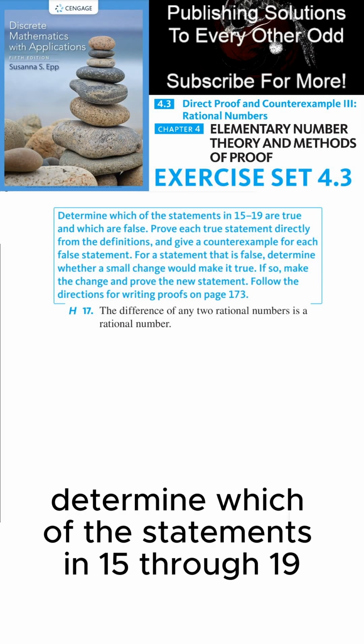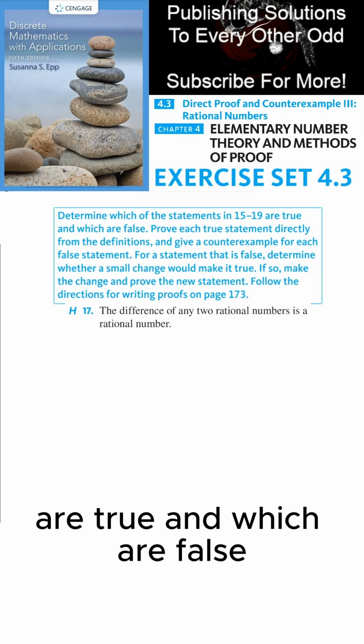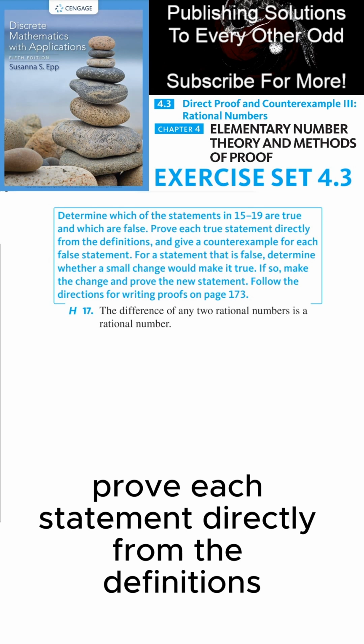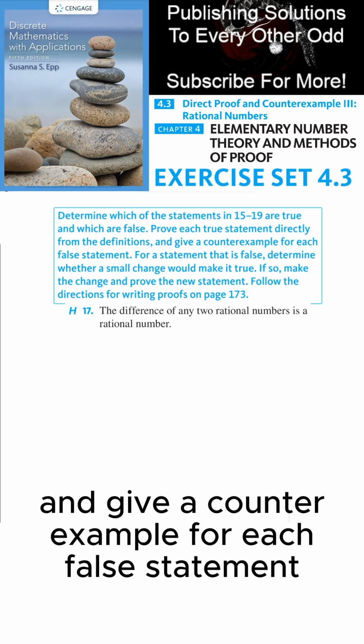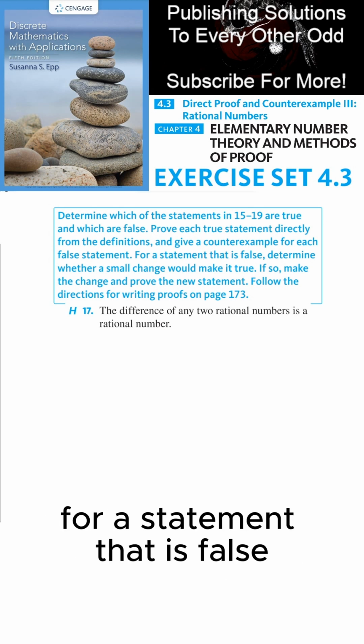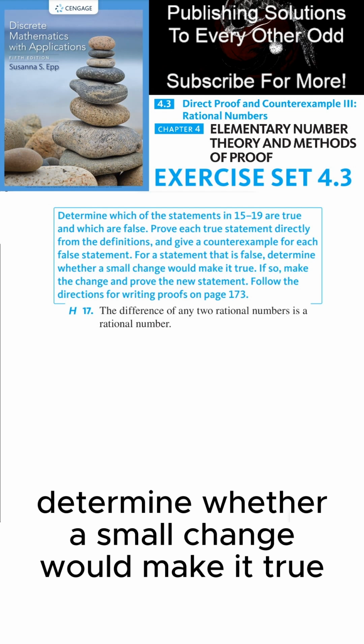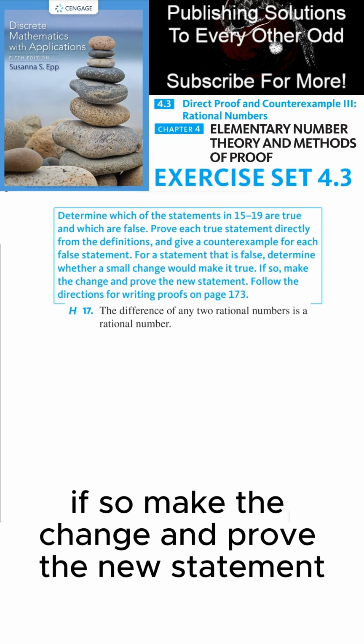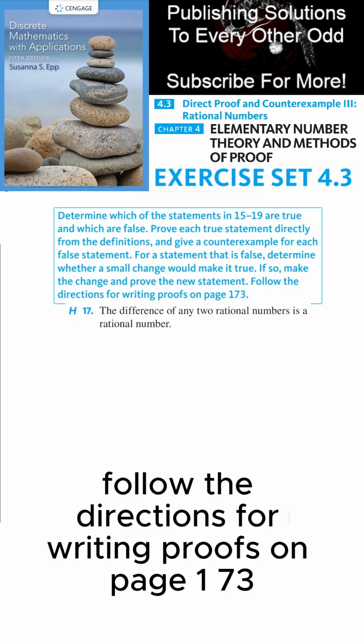Determine which of the statements in 15 through 19 are true and which are false. Prove each statement directly from the definitions and give a counterexample for each false statement. For a statement that is false, determine whether a small change would make it true. If so, make the change and prove the new statement. Follow the directions for writing proofs on page 173.